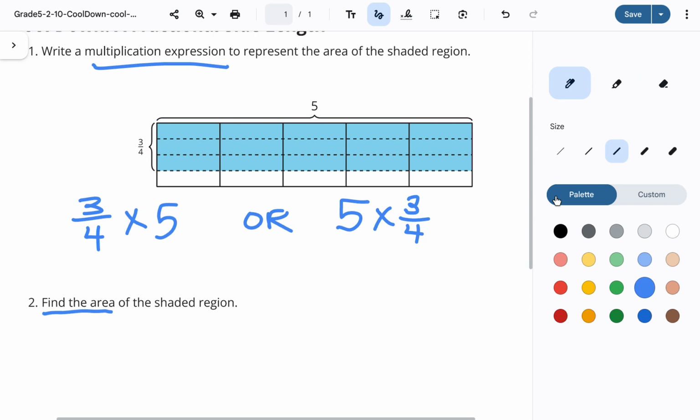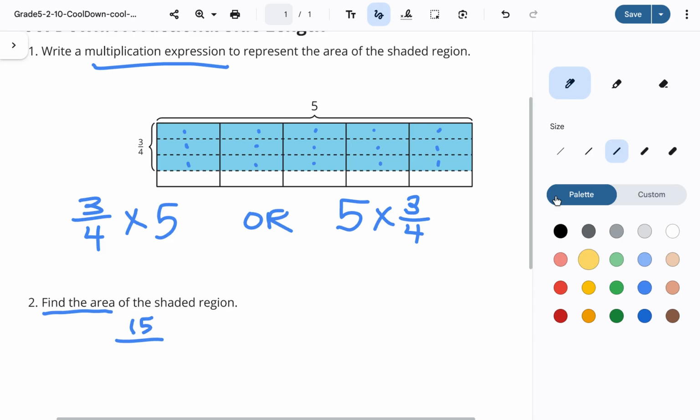Now, first of all, what we saw when we did this in our last cool down in our last lesson, we can go ahead and count how many rectangles have shading. So let's go ahead and do that now. We see 1, 2, 3, 4, 5, 6, 7, 8, 9, 10, 11, 12, 13, 14, 15. There are 15 rectangles with shading. So that shall be our numerator.